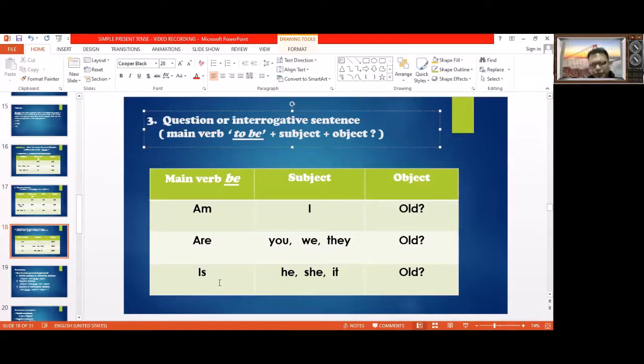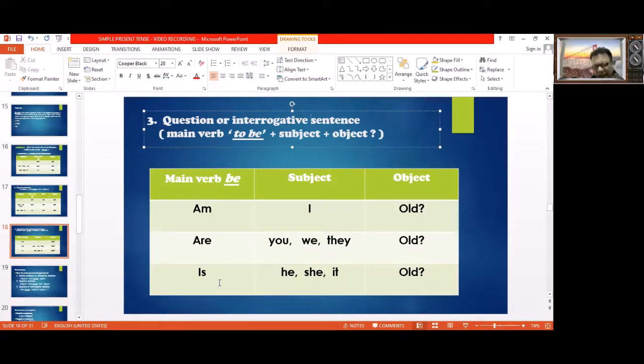So here we are. Again, it's very simple. Just interchange. Okay, the verb be and the subject interchange. Very easy. The subject now goes in the center, after the verb be. So it is now written like this.